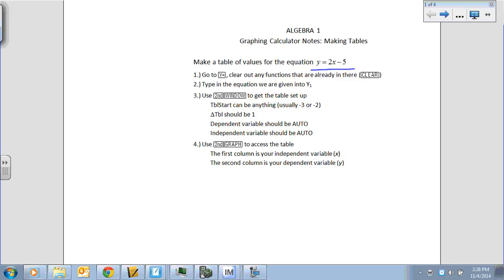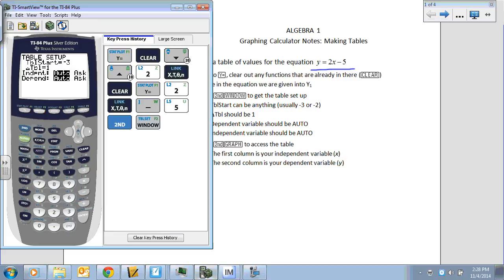There's this thing called delta table. What that means is that's what your table is changing by. So we want our table to change by 1, which means if I'm at -3, I'm going to go to -2, and then -1, and then 0, and then 1 and 2 and 3. If you had 5, you would be counting by 5s, which is useful if you're making a very large graph and you're counting by 5s or 10s. But for your table, you want delta table to be 1.